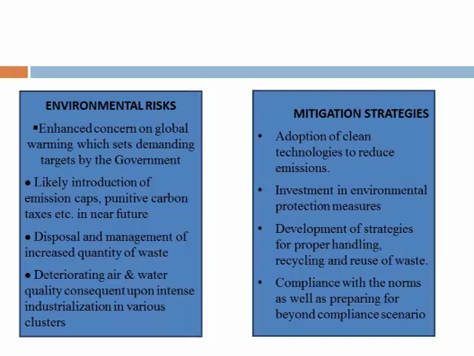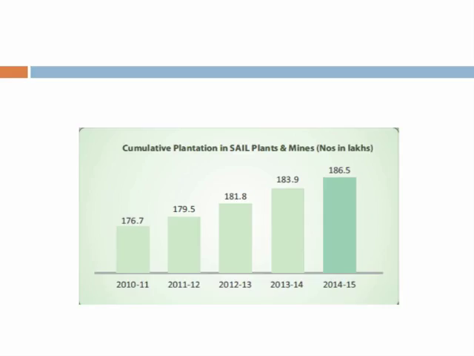The next graph clearly shows the amount of saplings planted in all the SAIL plants and mines. It has increased and has gone up to 186.5 lakhs in the year 2014-15. This is just a figure to reflect on the seriousness shown by Steel Authority of India Limited towards sustainability.